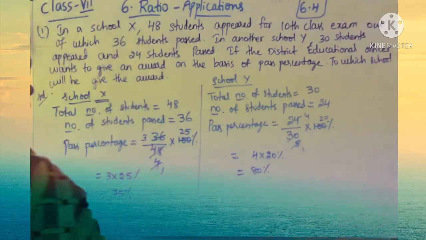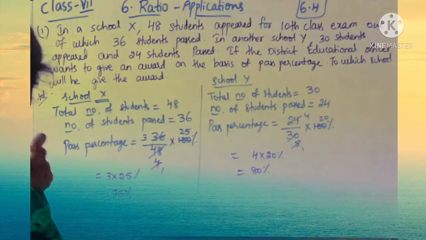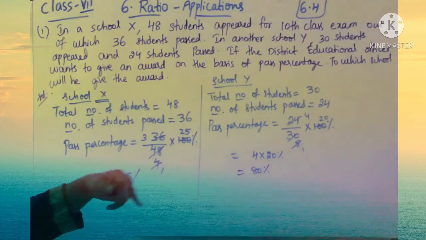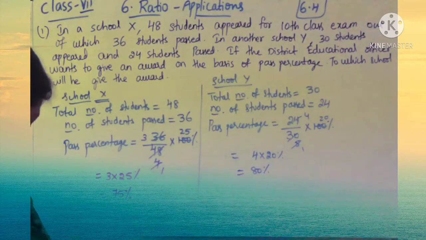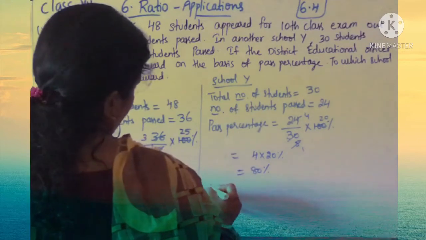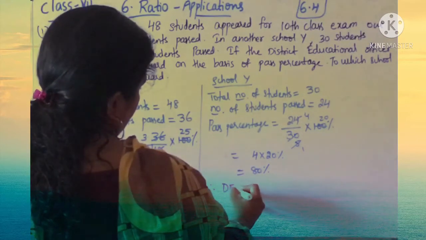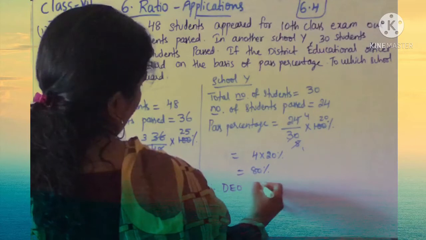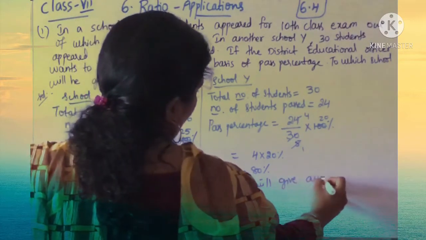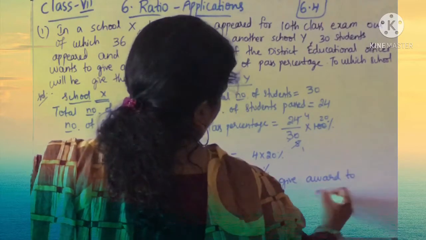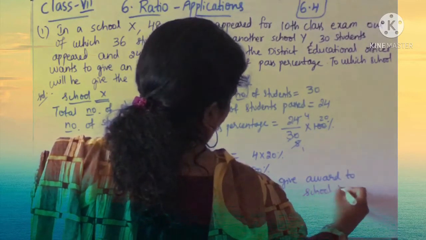So which school got more percentage here? School X we got 75%, school Y we got 80%. You know that 80% is more than 75. Then which school will get an award? DEO will give the award to school Y because it got 80%.